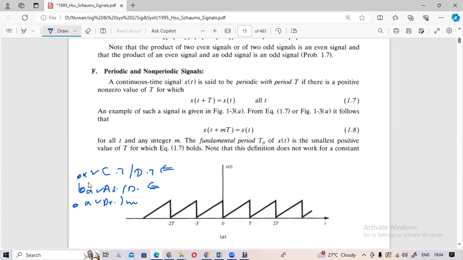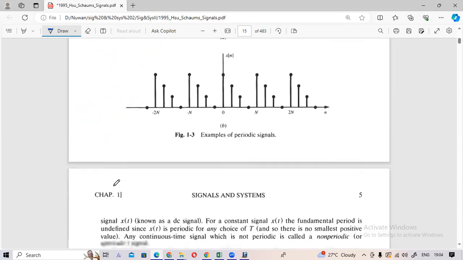Continuous time, discrete time we have discussed so many times. Analog, digital also you know. And periodic and non-periodic also we have discussed. Okay. So you should know what are these signals and what are the properties of these signals. Okay. So that is very important.